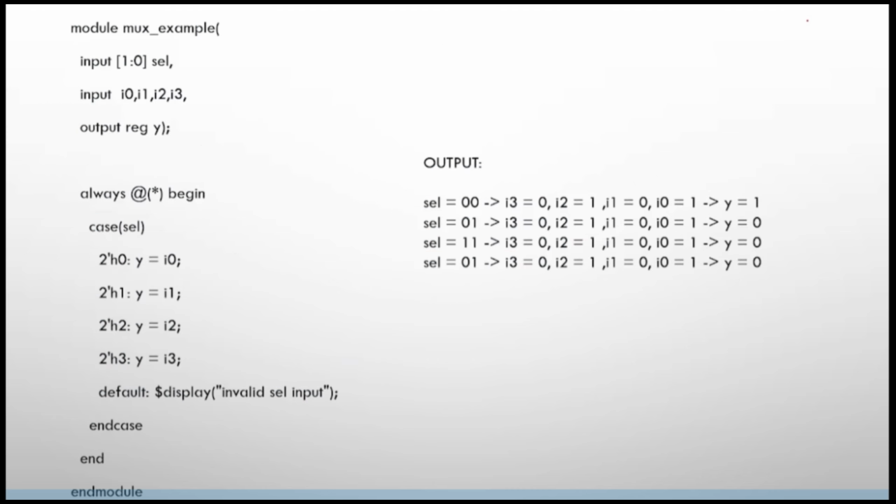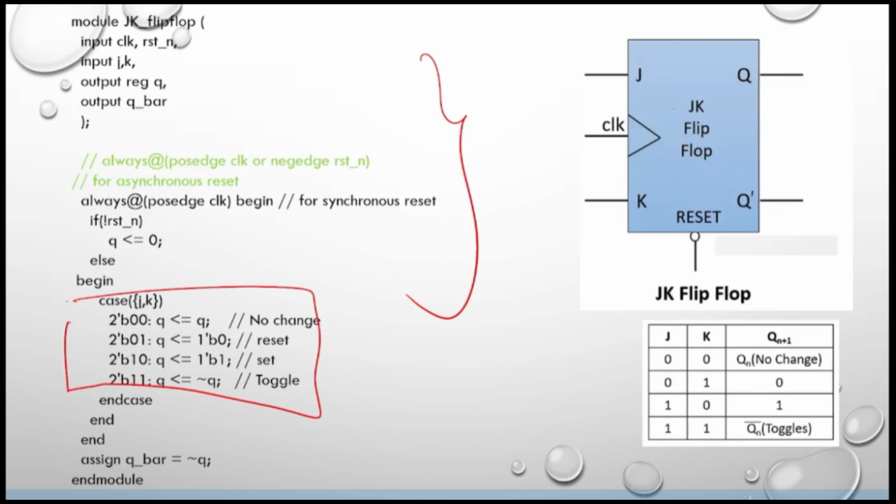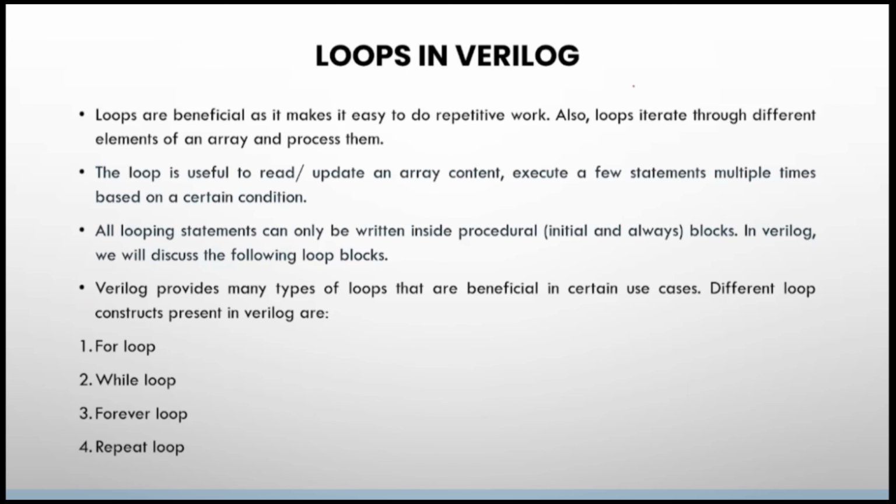You can check the syntax of if, else if. And this is how you write the case statement. When you are using a sequential circuit and want to write a case statement, this is the program for creating the JK flip flop, the RTL code for JK flip flop. You can pause this video and check out this program code on JK flip flop.